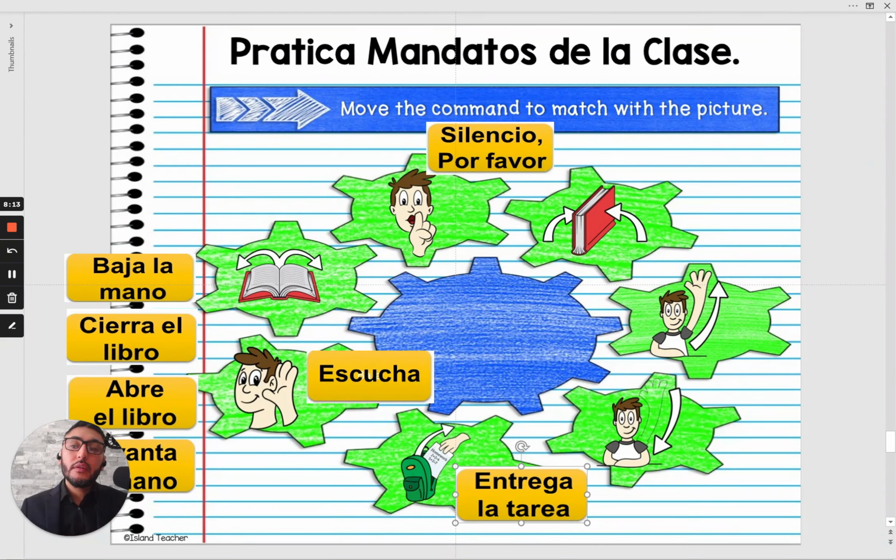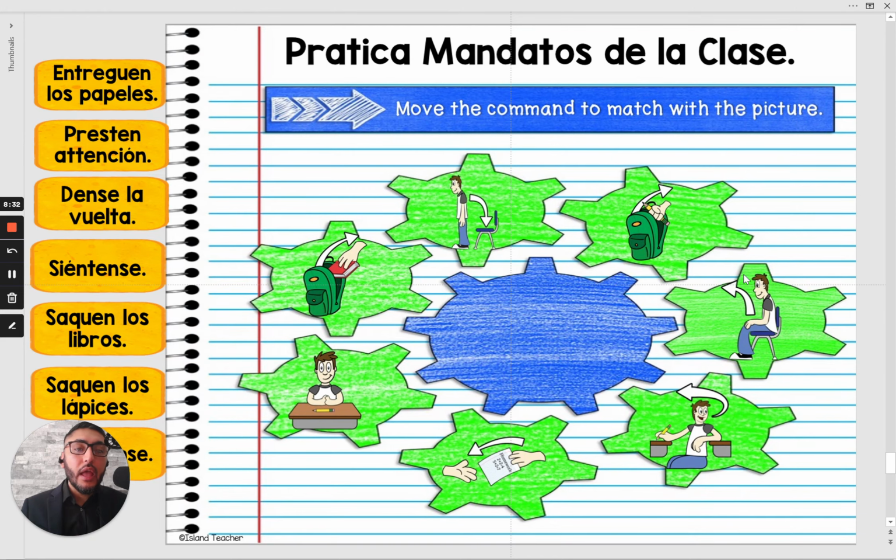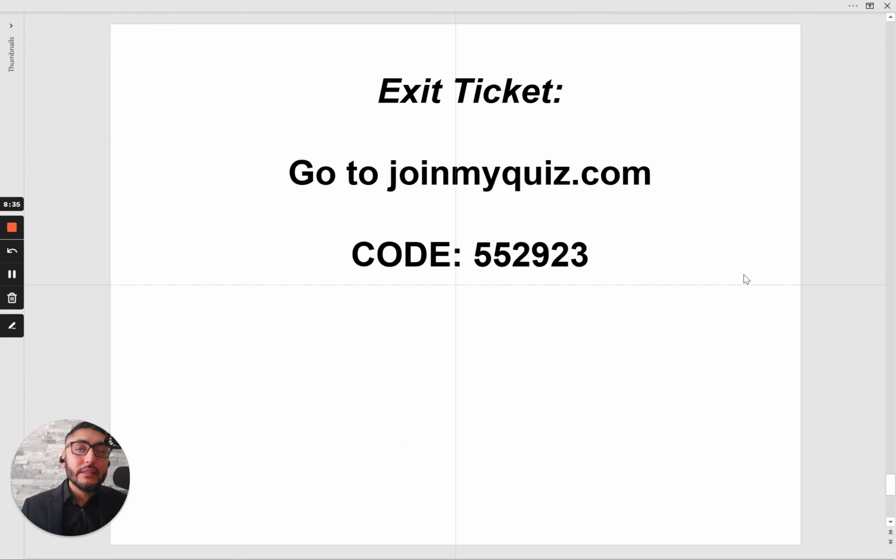Good job. So after I model how to do the activity, my students will complete the remainder of the activity, which is this matching activity and this other one. After that, my students would do an exit ticket, which is a mini quiz. So they go to joinmyquiz.com, they enter the code, and they complete the quiz. This is gonna help me to gather data to see if my students have understood the assignments for today.